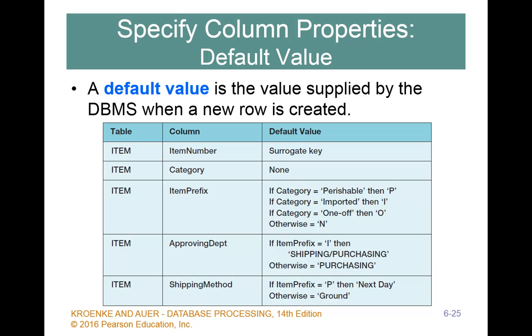So what we're saying here is that if the category is imported and our item prefix is I, then shipping/purchasing will be the default value for the approving department. But if it's anything other than imported in the category, then purchasing will be the default value for the approving department. And the last example here is if perishable is the category, then the default value would be purchasing for the approving department, and the shipping method would then be next day. But if anything other than perishable is in the category, the shipping method would be ground. So this is how default values can help populate consistent data for every instance that we need to collect, based off of another value or something that can be supplied by the database management system.